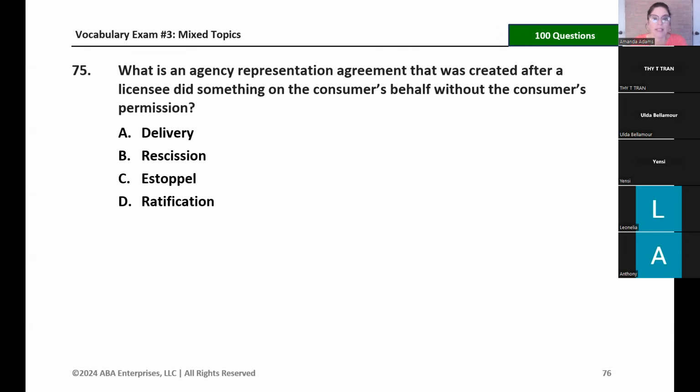Number 75. What is an agency representation agreement that was created after a licensee did something on the consumer's behalf without the consumer's permission? And this is a really strange way to create an agency relationship, and I would never suggest you do this in person. So basically, well, you guys pick your answer and then I'll explain it, because it's really strange. I would never do this in real life.